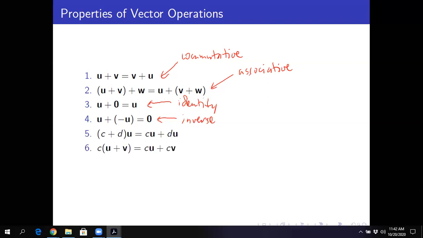c and d here are scalars. And what this is, is a distributive law. You can essentially distribute a vector over a sum of scalars. That's what this is saying. But similarly, I can distribute a scalar over a sum of vectors. So these are often referred to as the distributive laws.